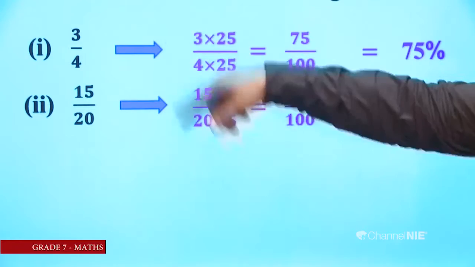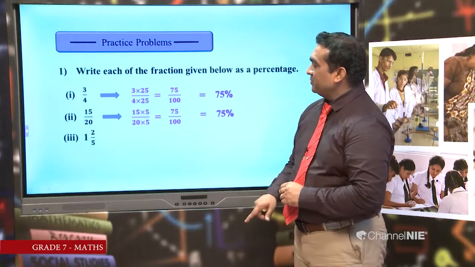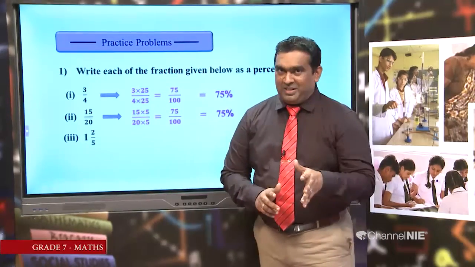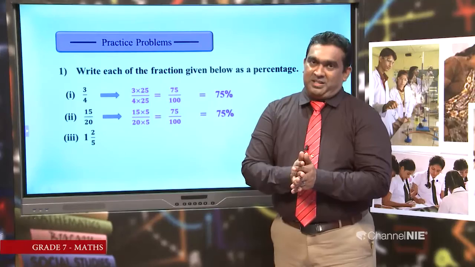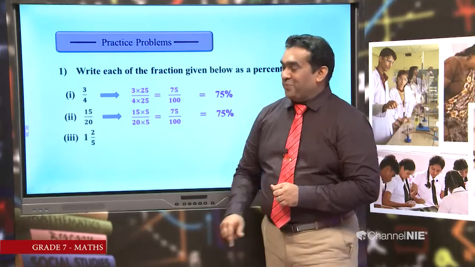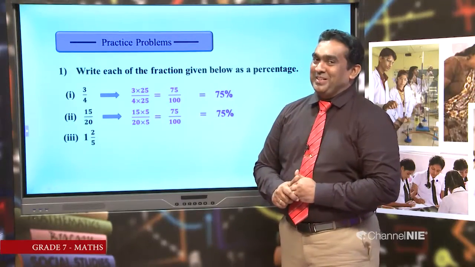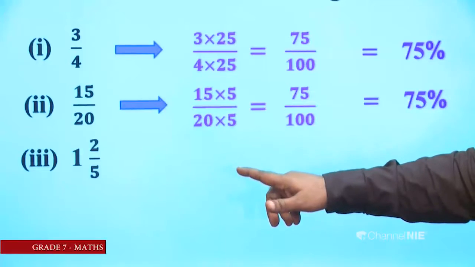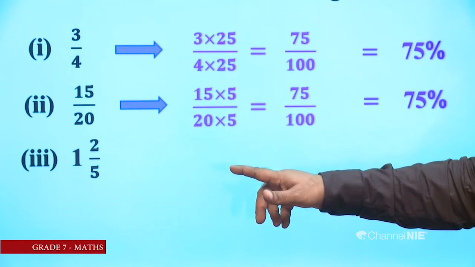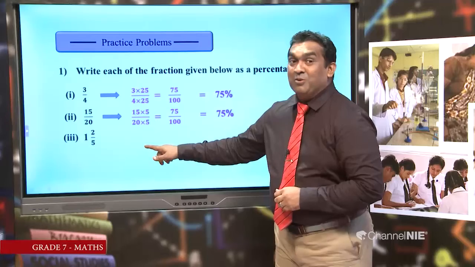Same, no? Next one, 1 and 2/5, a mixed fraction, a fraction with a whole number. 1 and 2 over 5. Therefore, in this fraction, directly you can't identify the numerator and the denominator. Then what to do? You have to convert this mixed number into an improper fraction. How to do it?